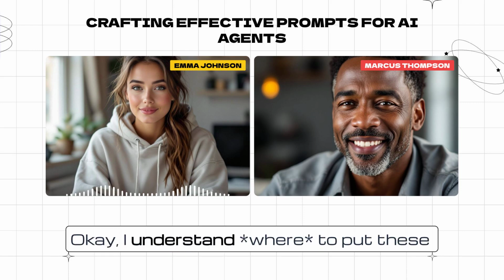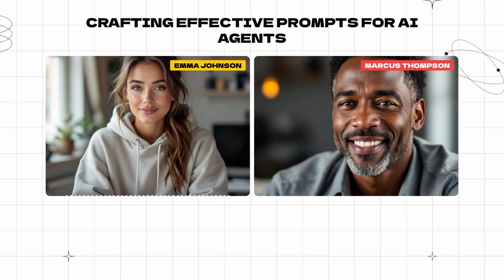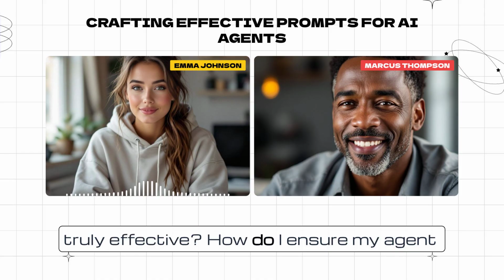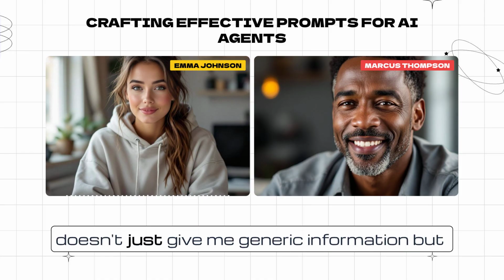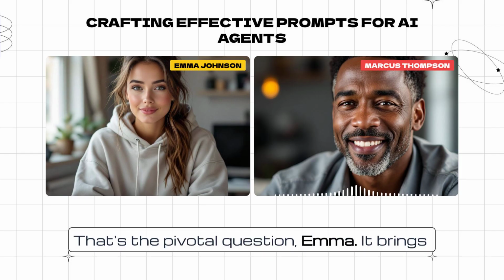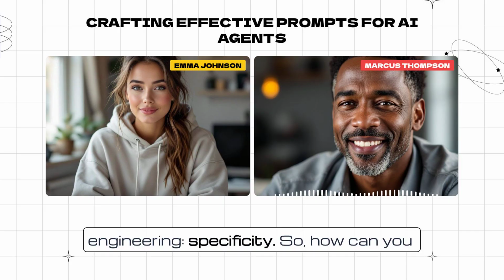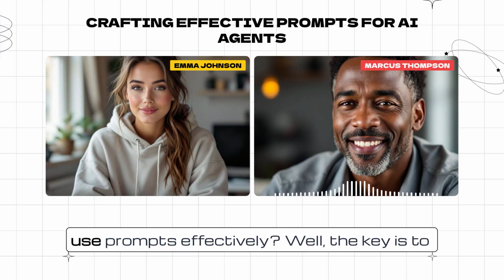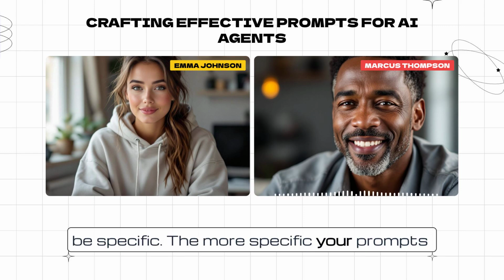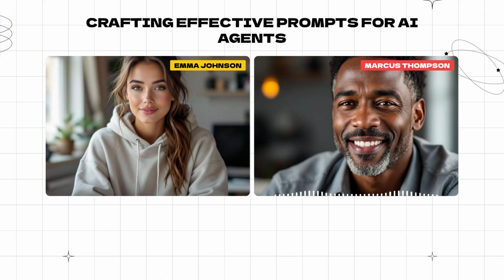Okay, I understand where to put these prompts, Marcus, but what makes a prompt truly effective? How do I ensure my agent doesn't just give me generic information, but really hones in on what I'm looking for? That's the pivotal question, Emma. It brings us directly to the core principle of prompt engineering, specificity. So how can you use prompts effectively? Well, the key is to be specific. The more specific your prompts are, the better ChatGPT will be able to understand what you're looking for.